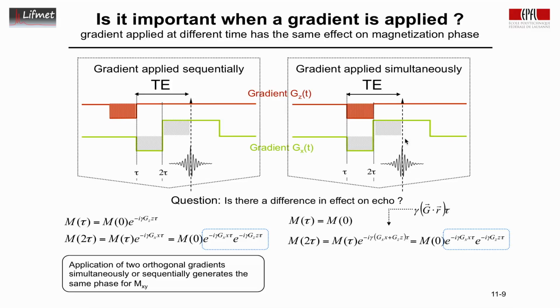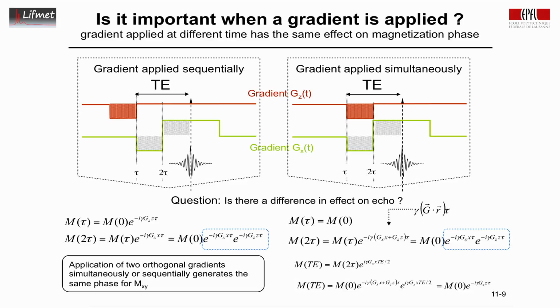So if we have difficulty understanding the diagram on the right, we can always suppose that this on the left is happening. So at time TE, the magnetization is given by the magnetization at 2 tau times this term here. And we can write this now by putting the magnetization at 2 tau into this term here. And then we get the magnetization at time 0 times e to the i gamma gz times z times tau. The effect of the x gradient is nullified exactly at TE. So we only have the influence of the z gradient.